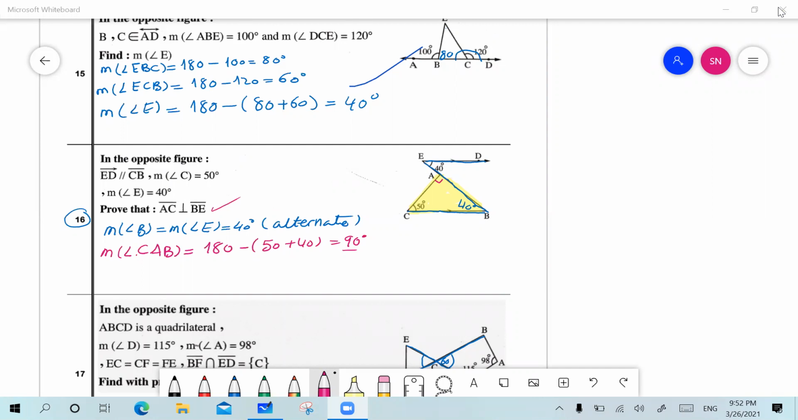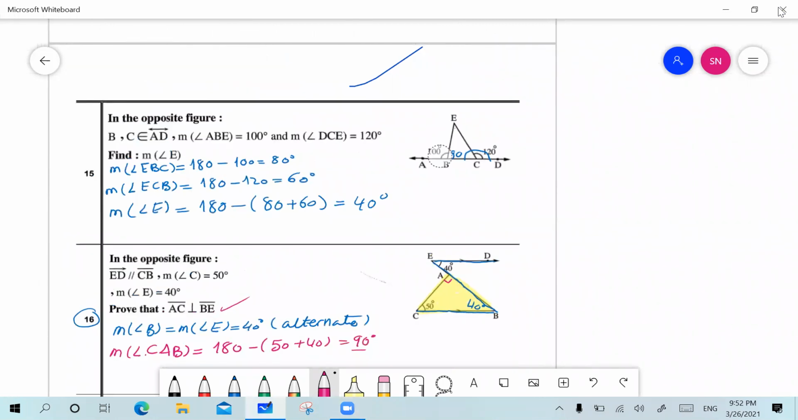Number 15. Yes. Number 15 has nothing in it except that I use the straight line. This is a straight line, so this angle will be 180, right? So the missing angle is going to be 180 minus 100, which is equal to 80. Also, it is the same straight angle, so this angle is equal to 180. So this small angle is 180 minus 120, which is equal to 60. Now if I look at the triangle, the sum of interior angles should give me 180. I have this one 80 and this one 60, so the missing angle is 180 minus 80 plus 60. Okay, Mariam?